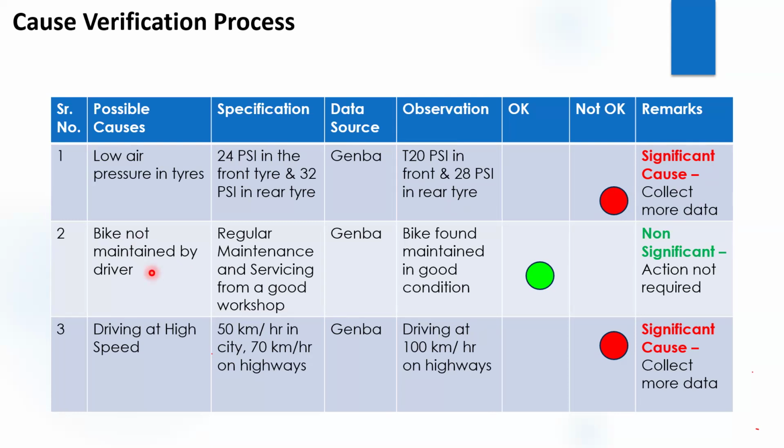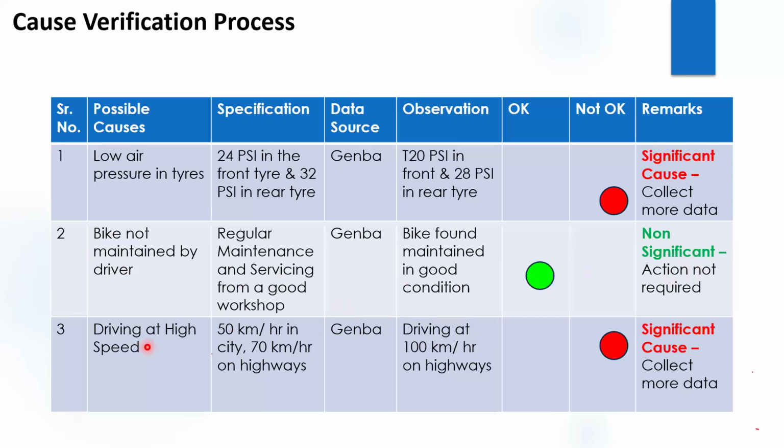Okay. Now, the second cause I wrote down was bike not maintained by the driver. That was one of the causes discussed during the brainstorming. What is the specification? Regular maintenance and servicing of a bike from a good workshop or your company workshop. Now I need to check the data by going to the Gemba. And I observe that the bike is found maintained in good condition, regular servicing is there, regular maintenance is there, the bike is starting in the first kick, very well maintained. So I found this as okay. So our remark will be non-significant. Do not require any action on that. Remove that cause. So I can scratch that cause. So I am not going to study further.